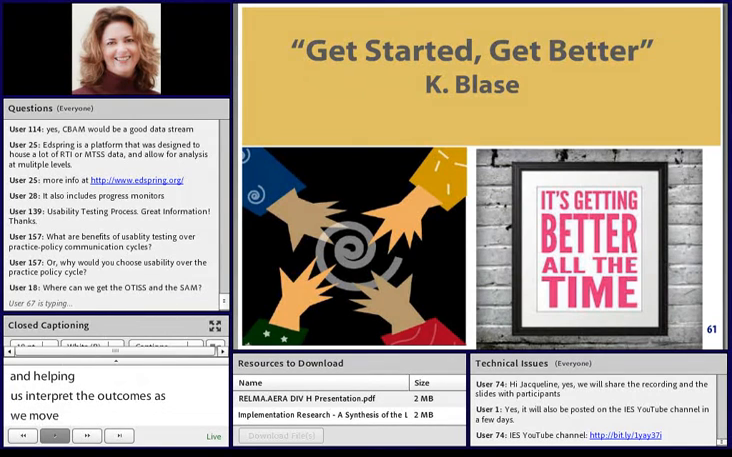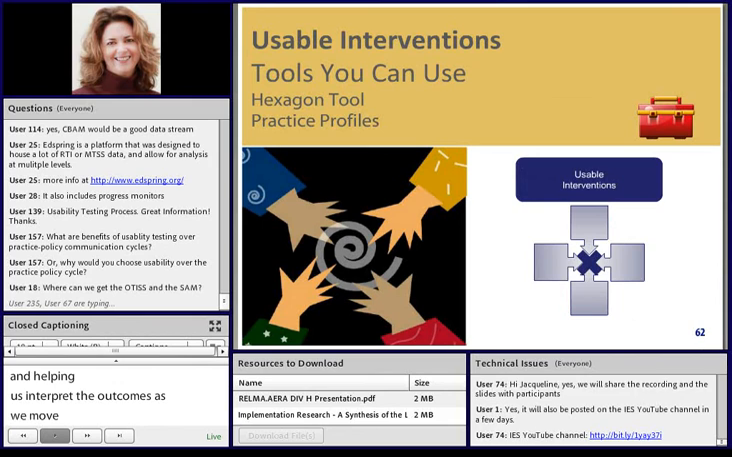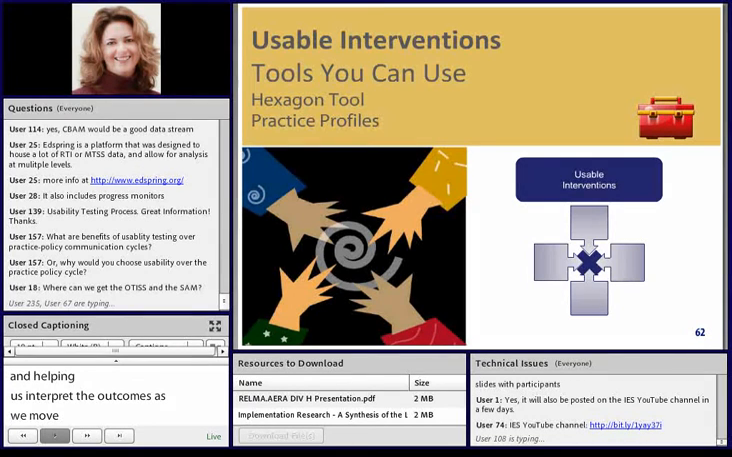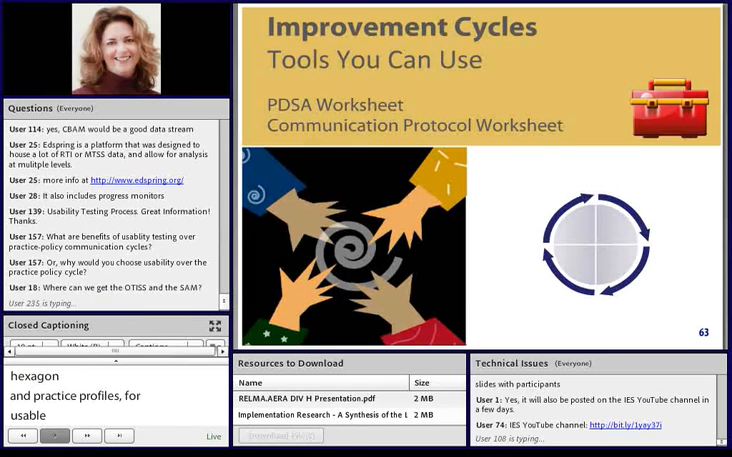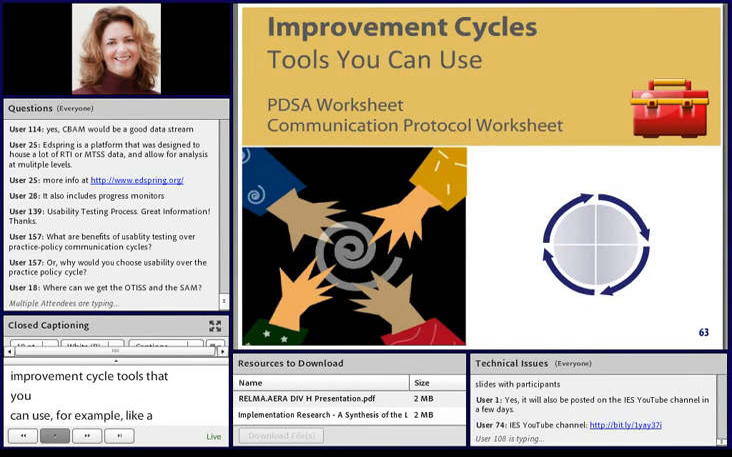So some additional tools that we have to help you clearly define your practice, such as the hexagon and the practice profiles for usable interventions. These are on that website. I'm going to share that website again in just a second. We have improvement cycle tools that you can use, for example, like a PDSA worksheet, communication protocol.